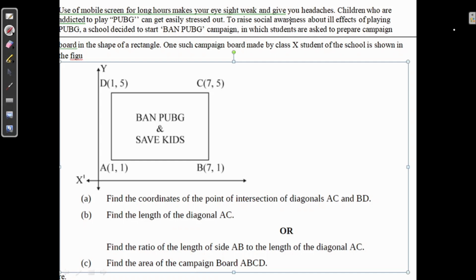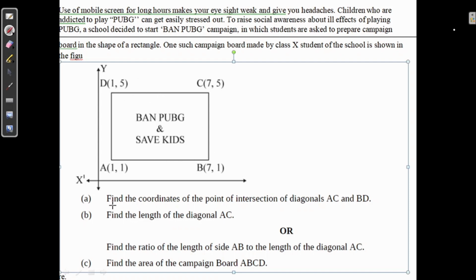Now just look, whatever they have told from use to rectangle, nothing is of use in the problem. Simply to give some story, they are giving problems. In case-based question, they are always doing same. Now, so there is a board. Okay, it is a rectangular board. All 4 vertices are given.